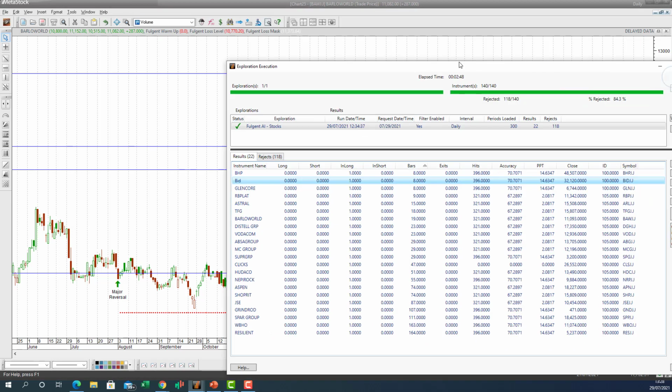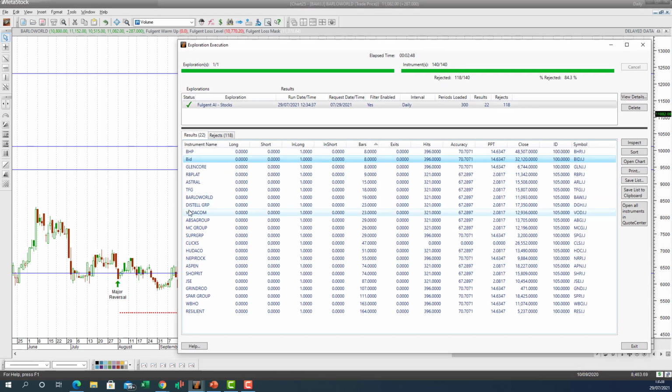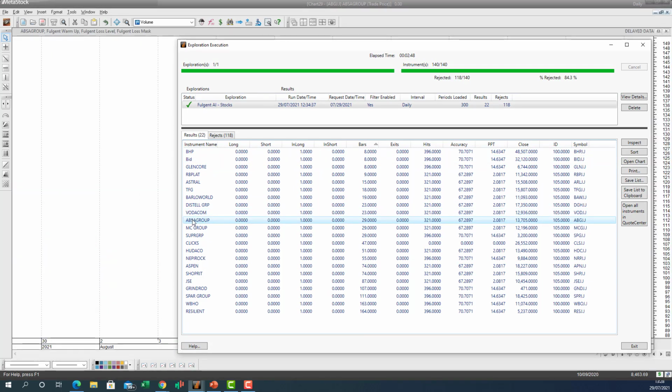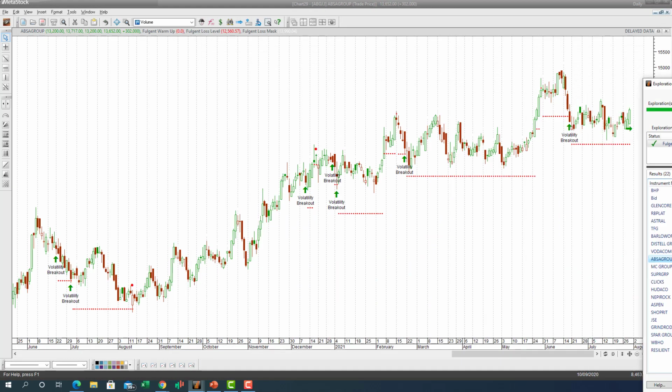So let's see what else we've got on the list here. So these are all the ones. Vodacom's very choppy in trade. Absa Group, let's have a look at that one.